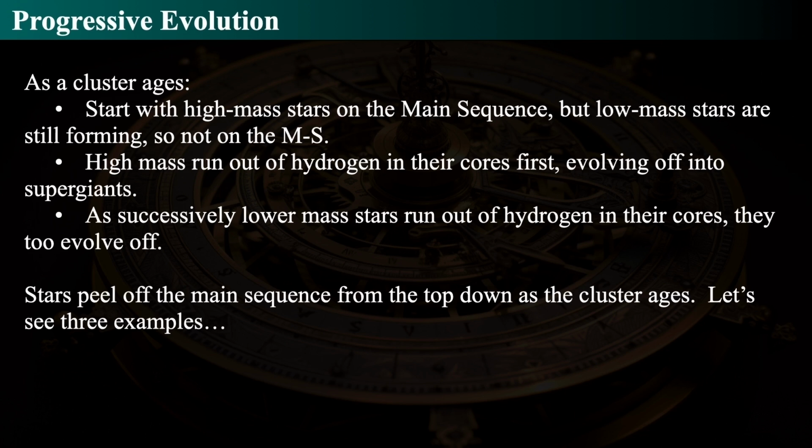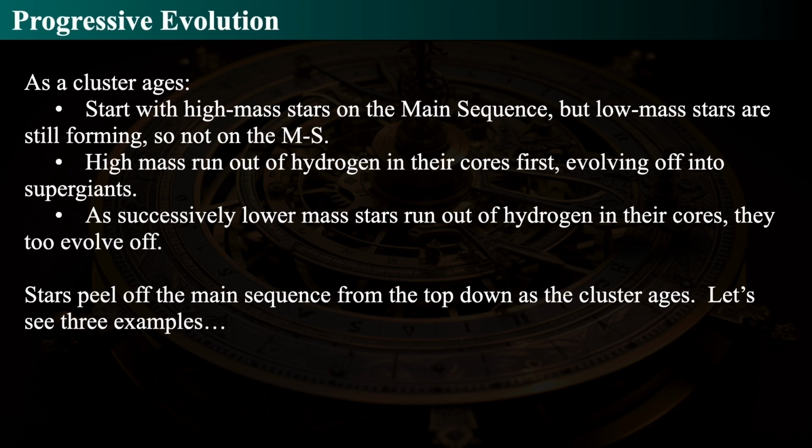The high mass stars burn through their hydrogen extraordinarily fast and become supergiants. And then the lower mass stars eventually run out of hydrogen in their cores, and they too evolve off the main sequence. So what that means is that as stars live and die in a cluster, the main sequence peels off the top, and then from the top left to the lower right as the cluster ages.